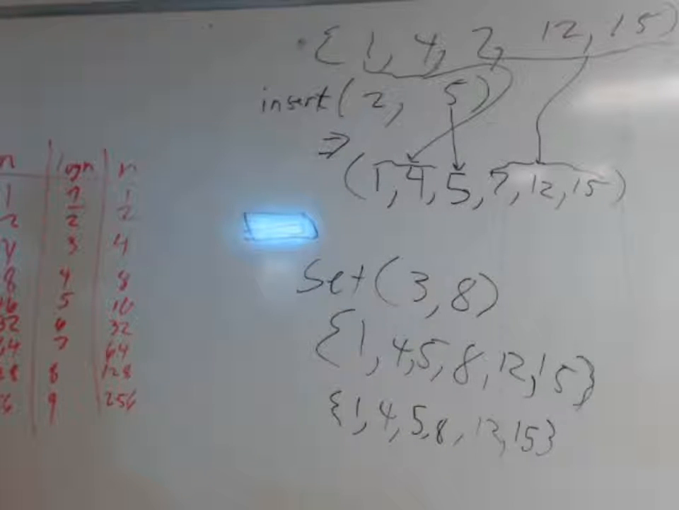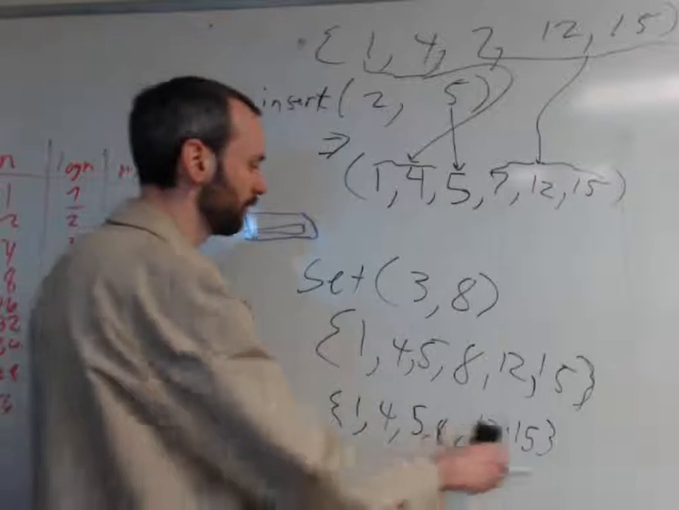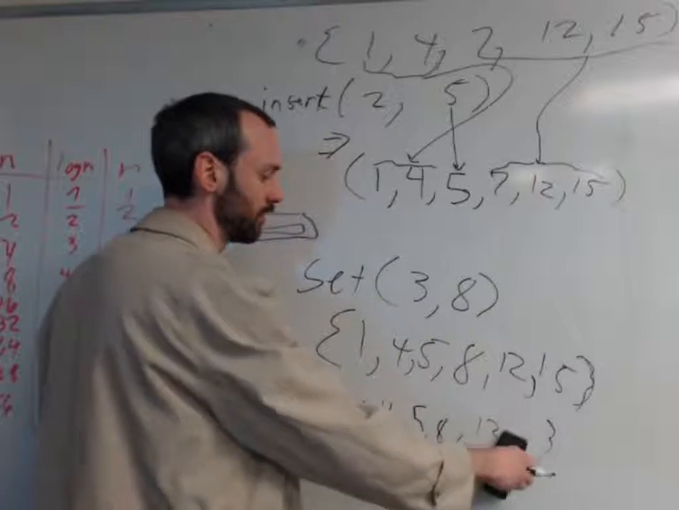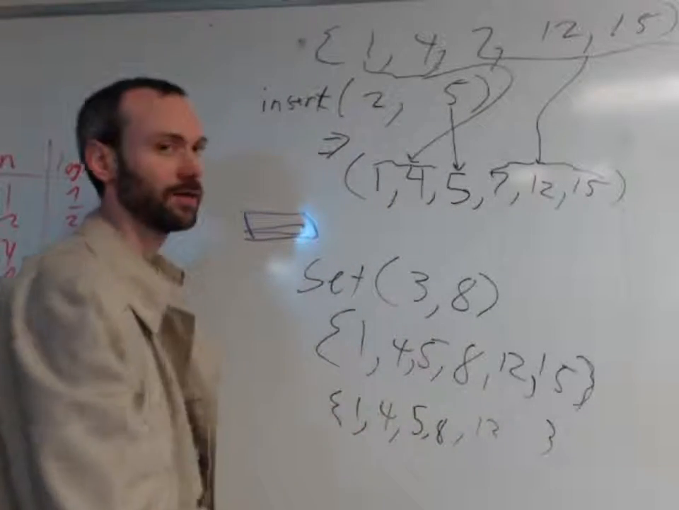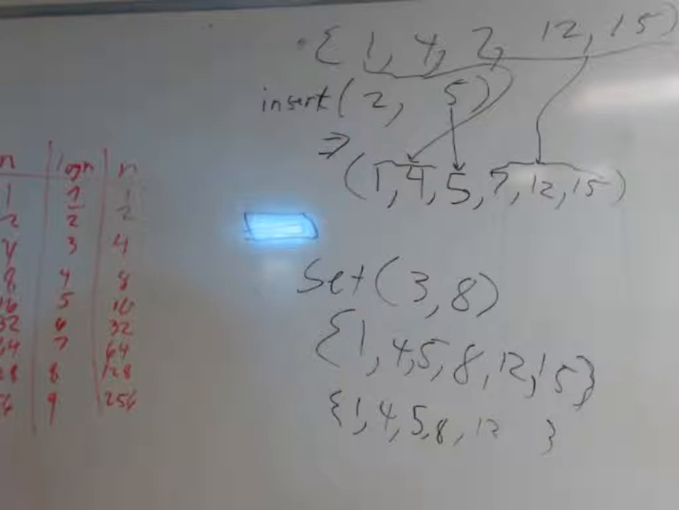Would you also consider it equal if one was a subset of the other, but you cut off the end of the second one? If you delete a variable, they're not equal anymore. So if you take this 15 out, they're not equal, because they don't have the same elements. But you did touch base on an interesting way of testing equality.